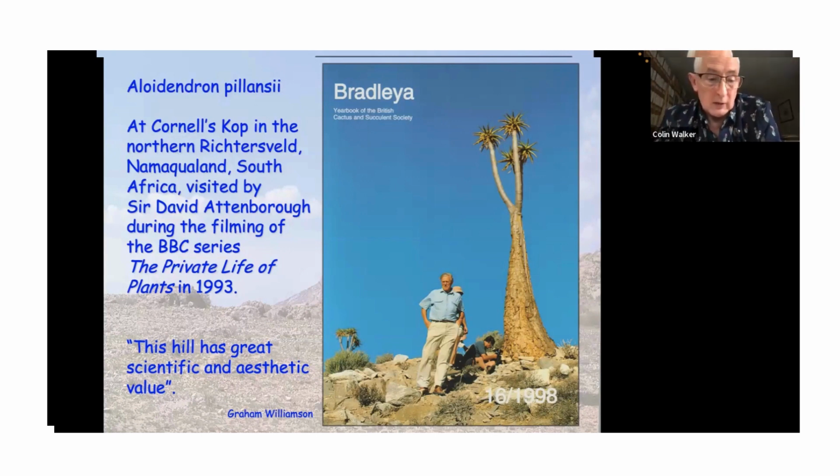So in 1998, Graham published a paper on the distribution and conservation status of Aloe pillansii. Well, it was Aloe pillansii then, it's now Aloidendron pillansii. And even at that point in 1998, there was concern about the conservation status of this species. Quite a lot of studies have since been undertaken.